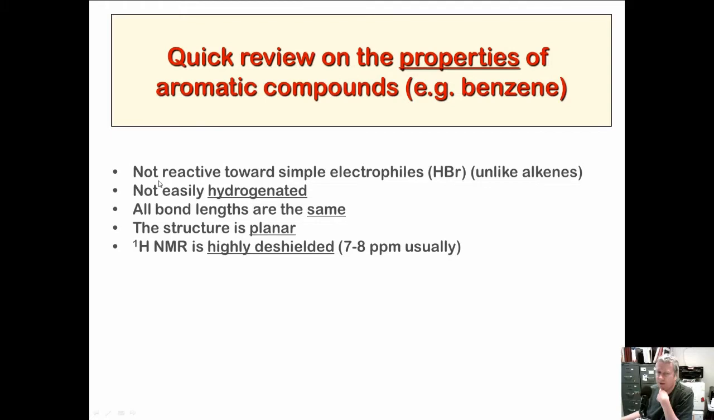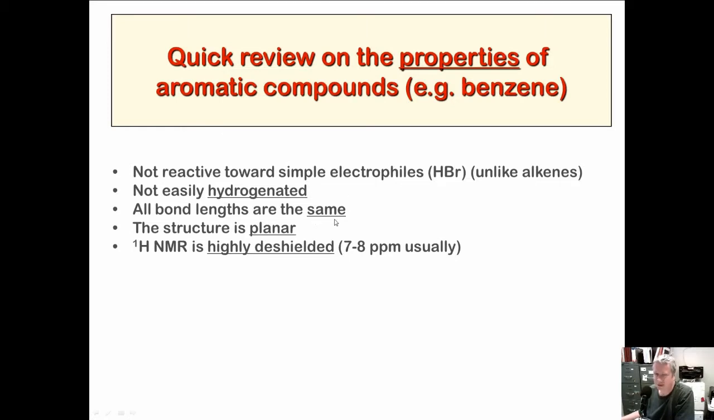One is they are not very reactive to simple electrophiles, the way alkenes are. Because we know alkenes react with simple electrophiles. We know alkynes react with simple electrophiles, right? But we'll see that benzene can react with what I call super electrophiles, super activated electrophiles. They're not easily hydrogenated, so you can't easily just take H2 and palladium, which reduces an alkene. It does not directly reduce an aromatic. You need to use special catalysts like rhodium that are super activated for hydrogenation.